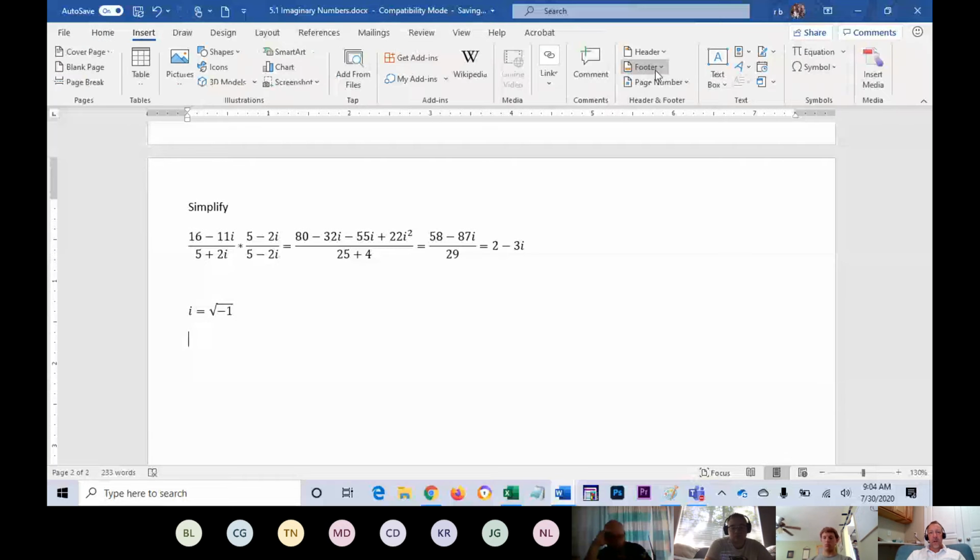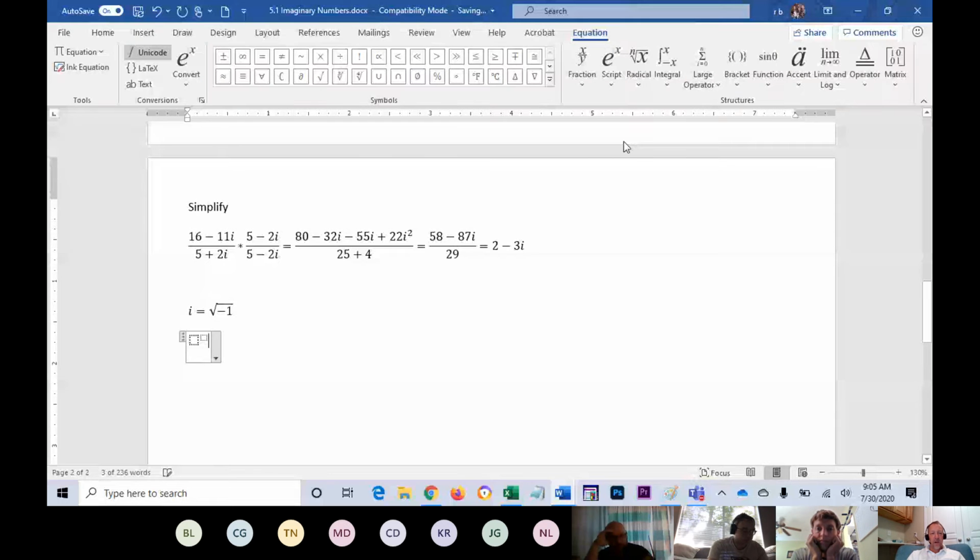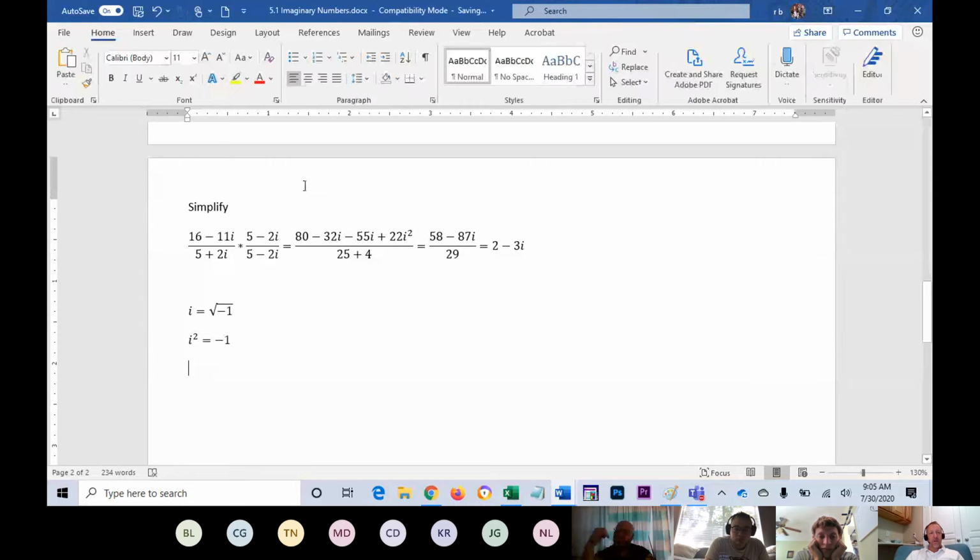And we know that, this is where I hate this thing. I've got a math editor in here, and I've got a different math editor in Canvas, and I think I like the Canvas one a little bit better. i squared is negative 1. We know that. What's i cubed?